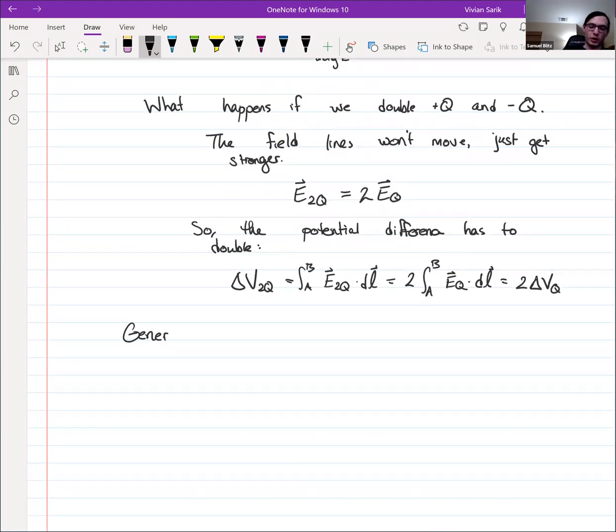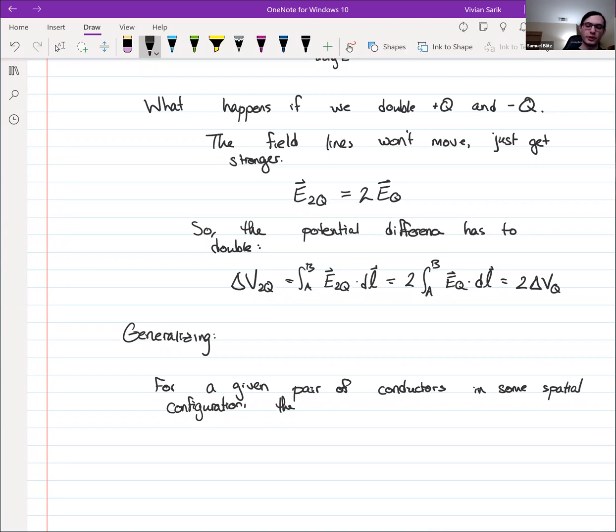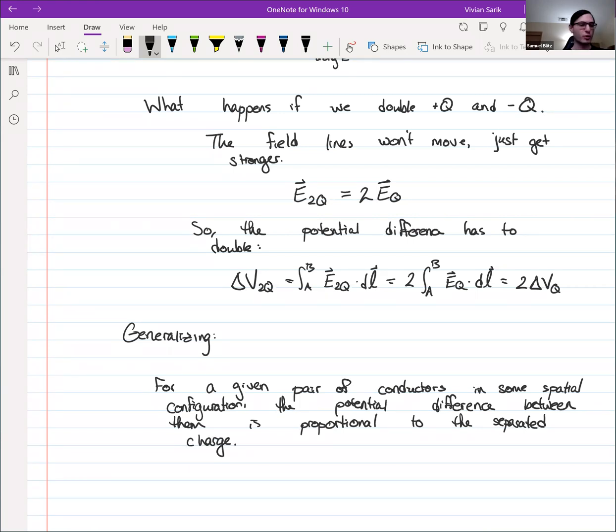So I'm going to write out in words what I just said. For a given pair of conductors in some spatial configuration, doesn't matter which one, well, they have to not be touching, but besides that, the potential difference between them is proportional to the separated charge. Sorry, my handwriting's getting worse. I've been writing a lot today.